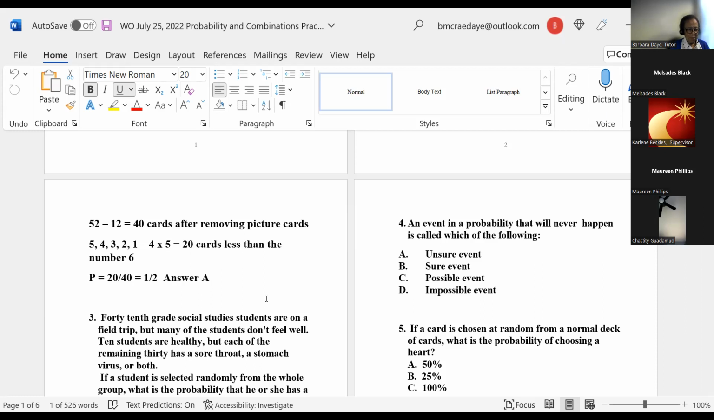Okay. So probability is possible over the total. The probability is like 20 over 40. And the answer is divided, and you get a half. That's right.